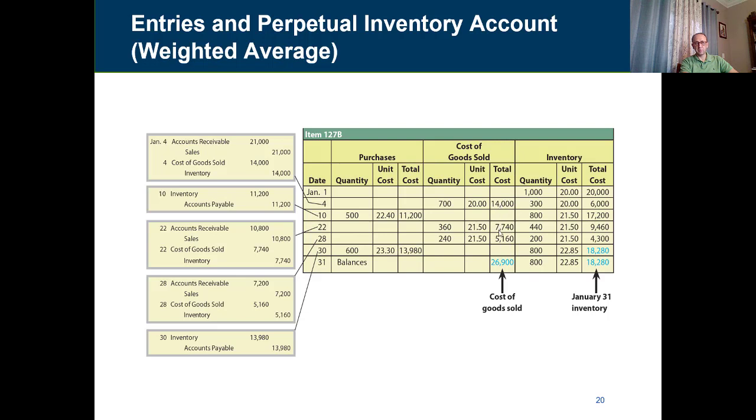To calculate the cost of goods sold, we just add the entire column. So 14,000 plus 7,740 plus 5,160, and that would be 26,900. To calculate the inventory balance, it would be just the last balance we have here.